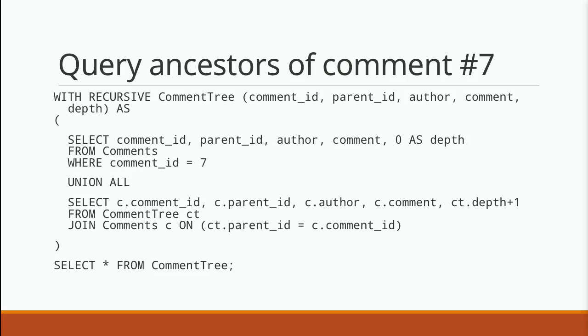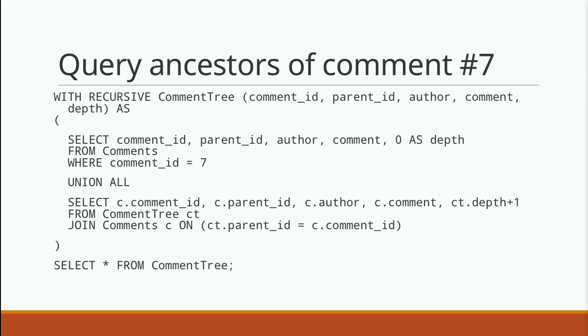How do we apply this to our tree of comments? Well, our first scenario was to query the ancestors of comment number 7. In this case, we start at comment number 7. We no longer have our closure table, so we're going to query the parent ID directly from our comments, just like the traditional adjacency list. I say I want my comment ID and the parent ID and other fields from that comment, and we start out with the base case of 0 as the depth.